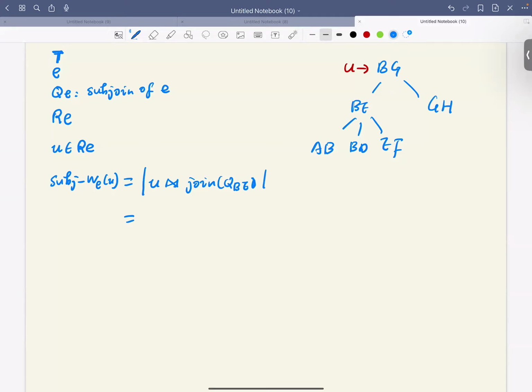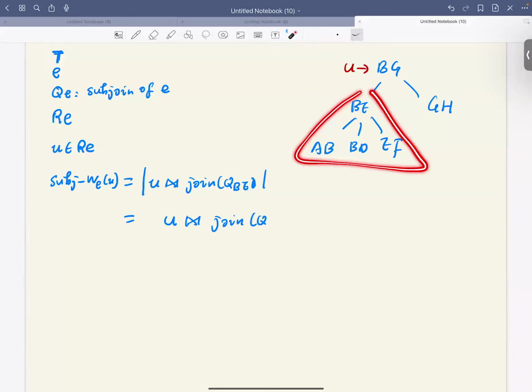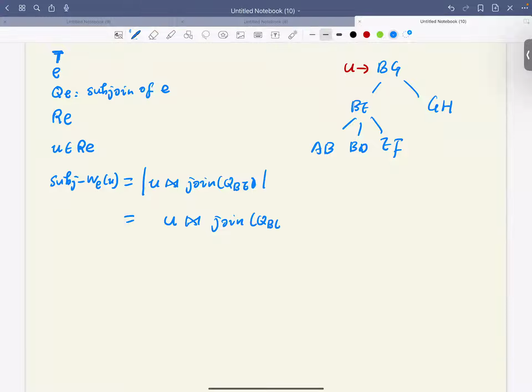So here, you can look at it as saying, okay, so this is U joining the left part. So the left part is actually a join with four relations. But we have already defined the notion of subjoin, so we can conveniently indicate this join with four relations by just saying QBE. So this is clear, right? So this is the first part.